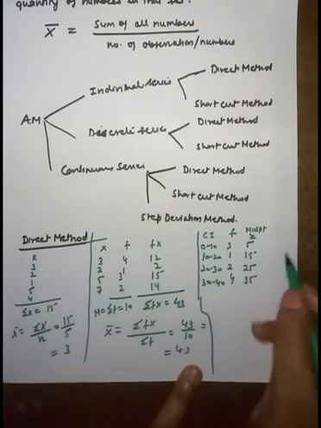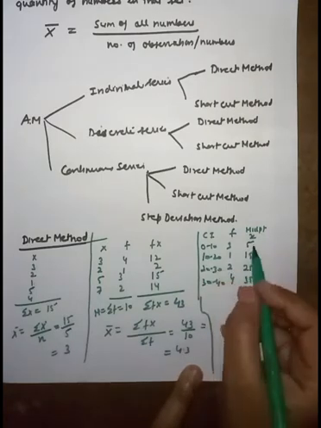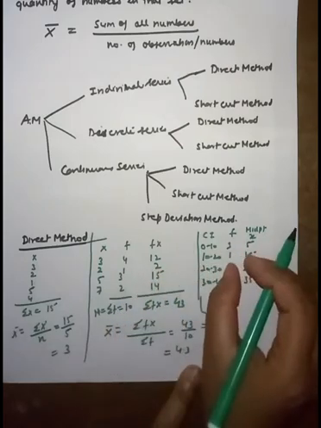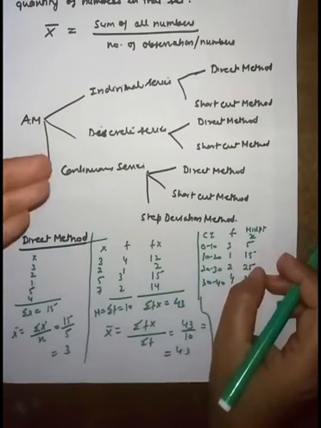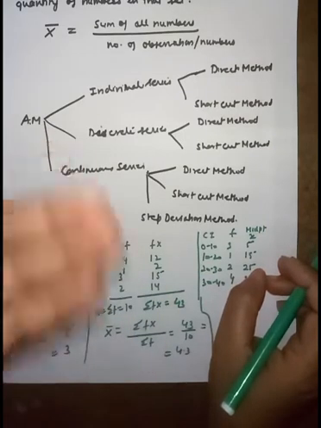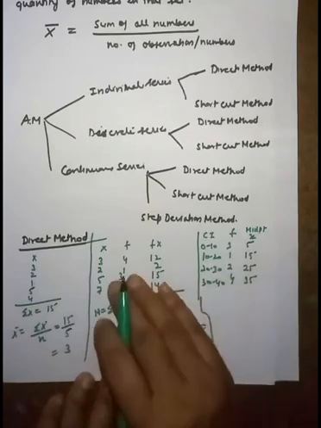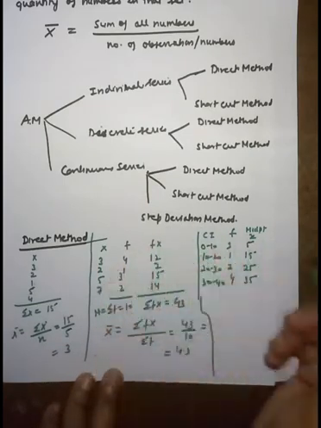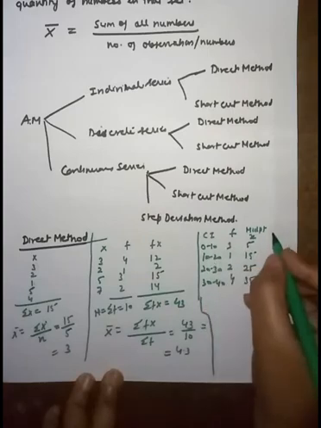Now you see here the table x and f, just like a discrete table. So whenever you are given a continuous series, first you reduce the continuous series to discrete form and take the same method, apply the same method.